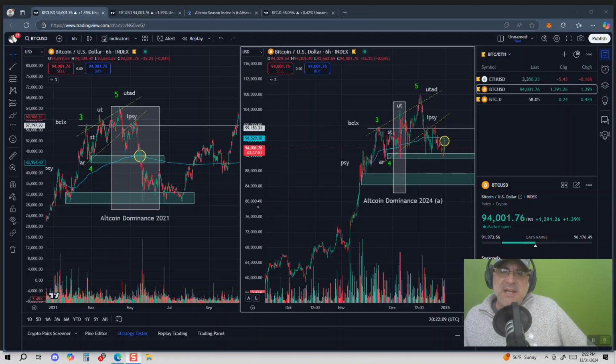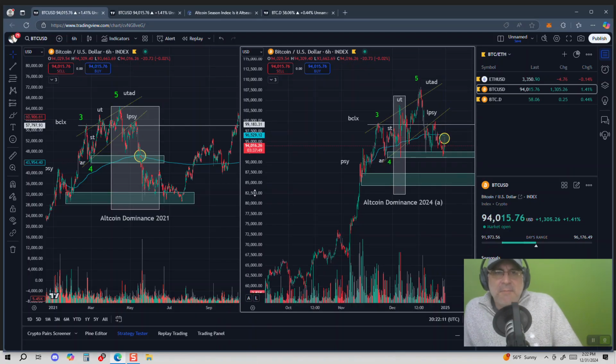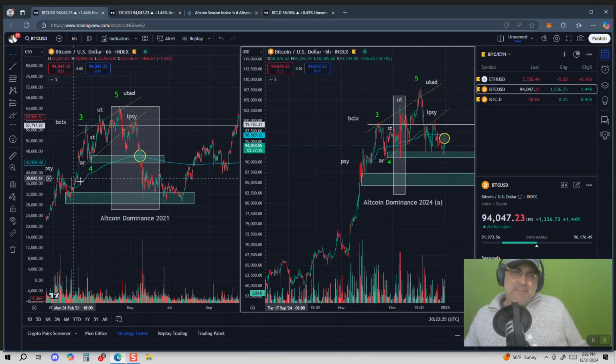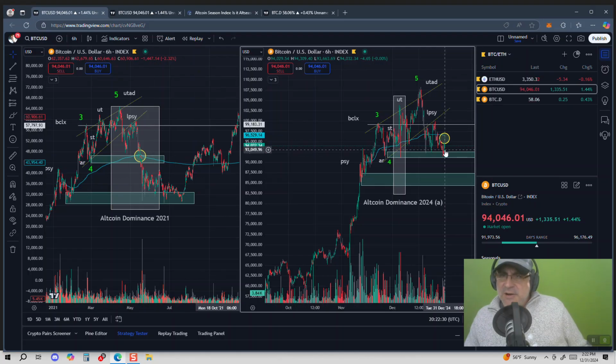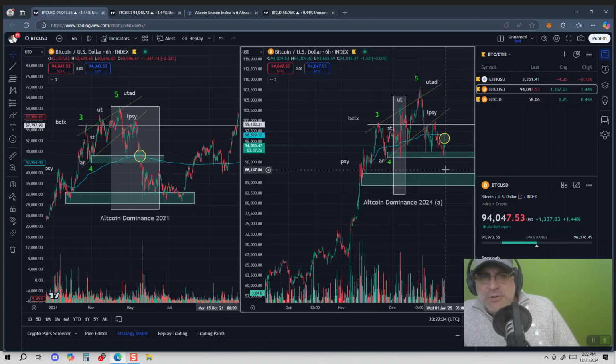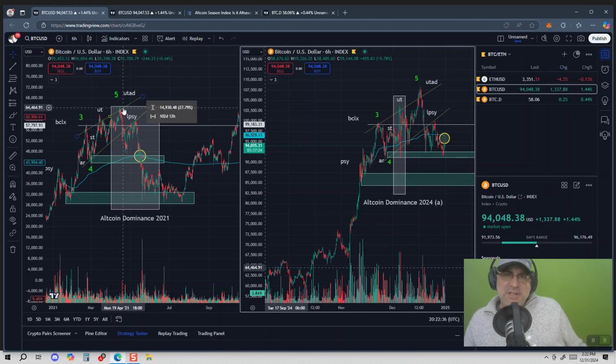Well, we're seeing that in Bitcoin repeating itself, and that is what we're going off of in the current distribution pattern that we're seeing. Like we talked about in other videos, we're currently in an area where the price has broken structure. We've retraced from the UTAT in both of these charts.